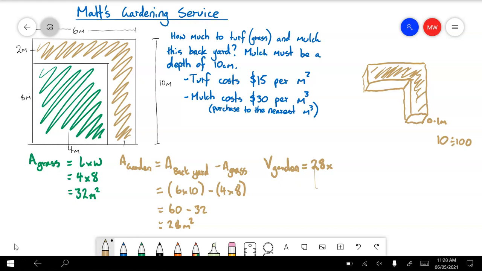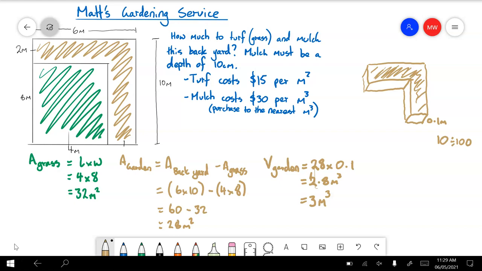Now, that means that we've got 28 square meters multiplied by 0.1 meters, which means that we've got 2.8 cubic meters of mulch. Now, you can't go in, unfortunately, and purchase 2.8 cubic meters. You need to purchase to the nearest meter, like it says in the question. So we're just going to round that up to 3 cubic meters. And now it's really easy.